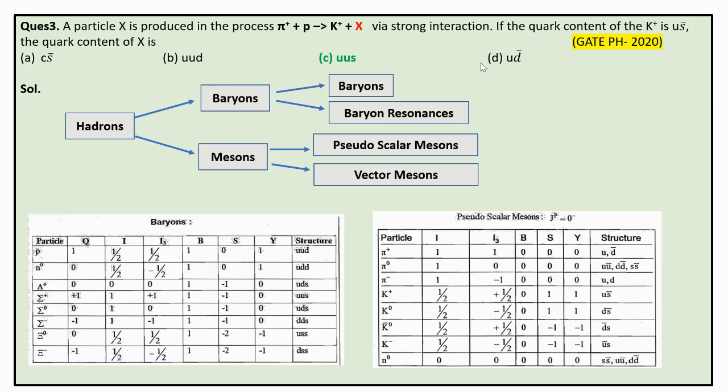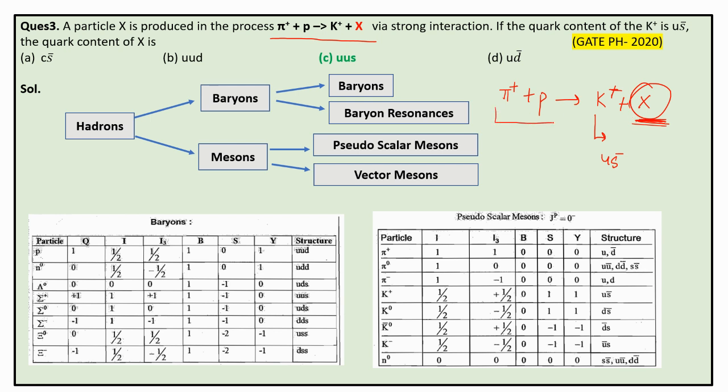Now the next question is again very easy. Here one reaction is going on. This is pi positive plus proton decaying to K cation plus some particle that we don't know. We need to find out the quark content of that particle. The quark content of K positive is given to us as u s-bar. You need to find out the quark content of this.